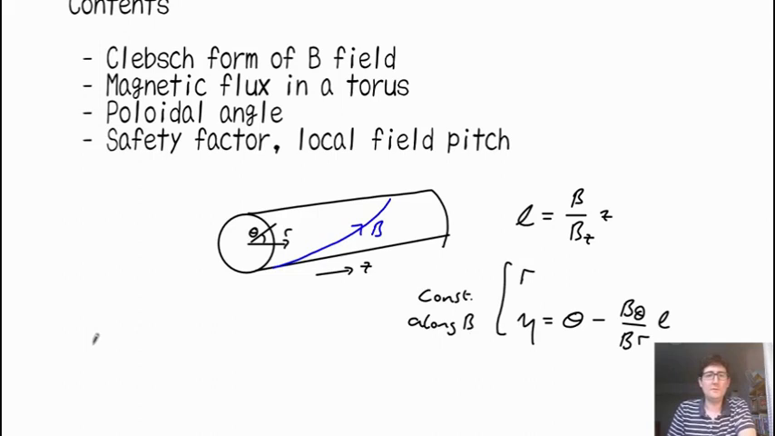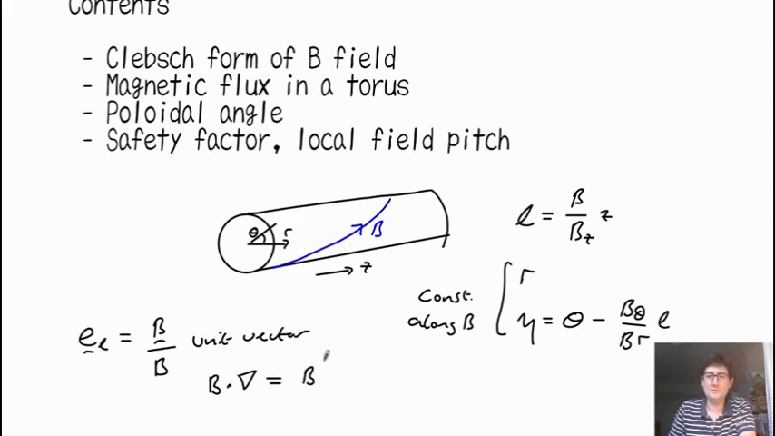And using this, we found that the tangent vector e_L is the unit vector along the magnetic field. So it was the B field divided by its magnitude. So it's a unit vector. And this simplifies derivatives, so for example B dot grad just becomes B field strength times d by dL. So it simplifies things like parallel derivatives.